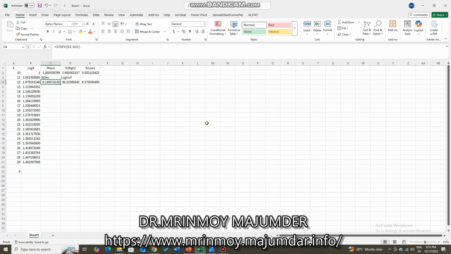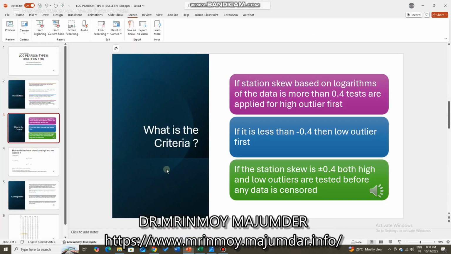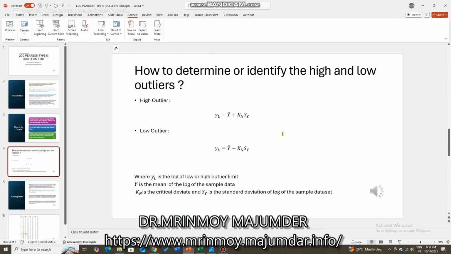Now, as I have already discussed, the formula for finding the high outlier is this one, right? YL is the high outlier, equals Y mean, the mean of the log of the sample values, plus Kn.